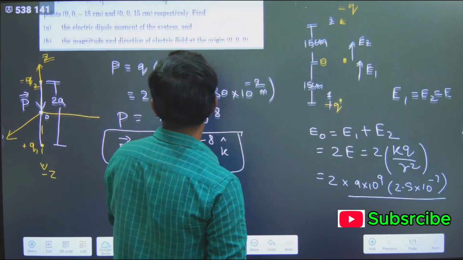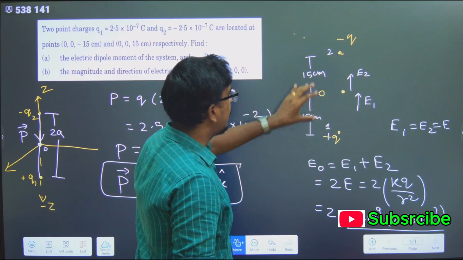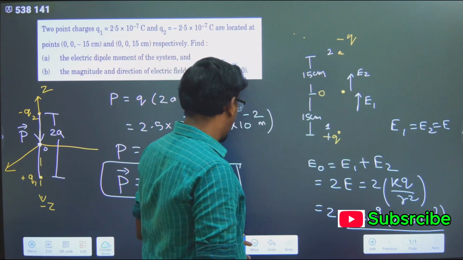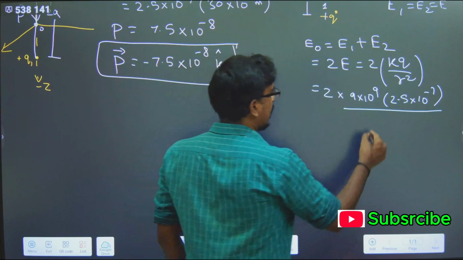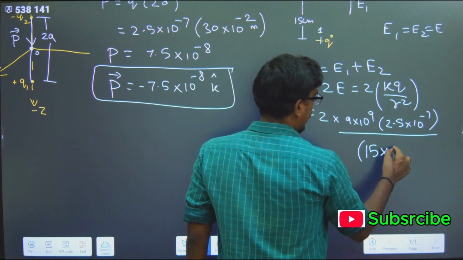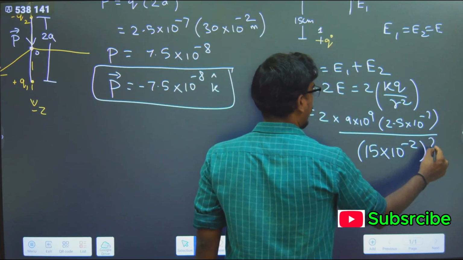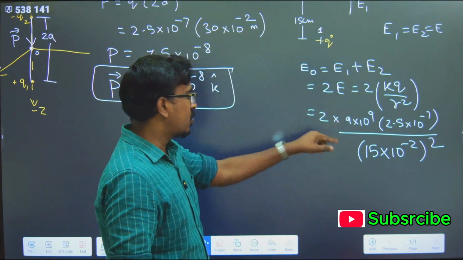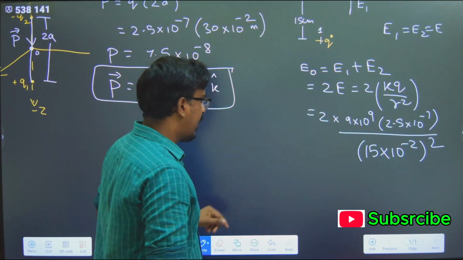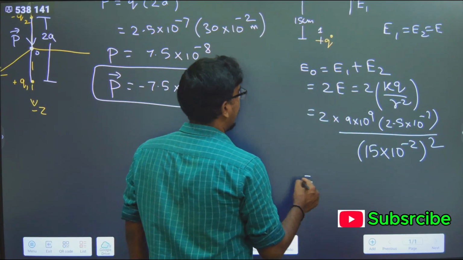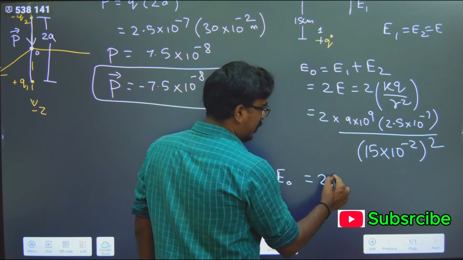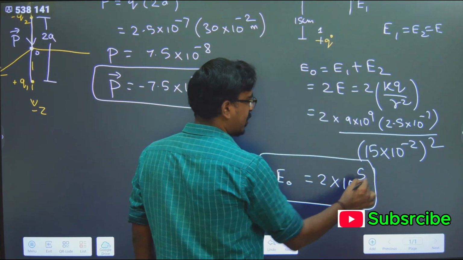What is the r value? You should not put 30 centimeter. From the charge to this point only we are finding the field, so it should be 15 centimeter. 15 centimeter whole square means 15 into 10 power minus 2 whole square you need to put. Now you need to square the denominator, take the powers separately and cancel. The final electric field at the point O is going to be 2 into 10 to the power 5.